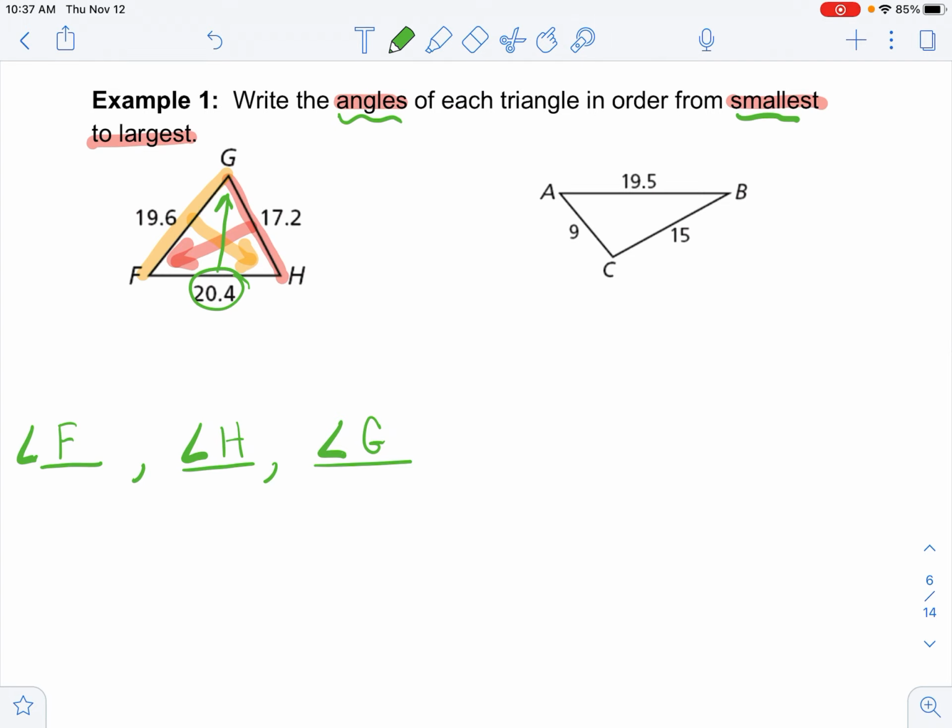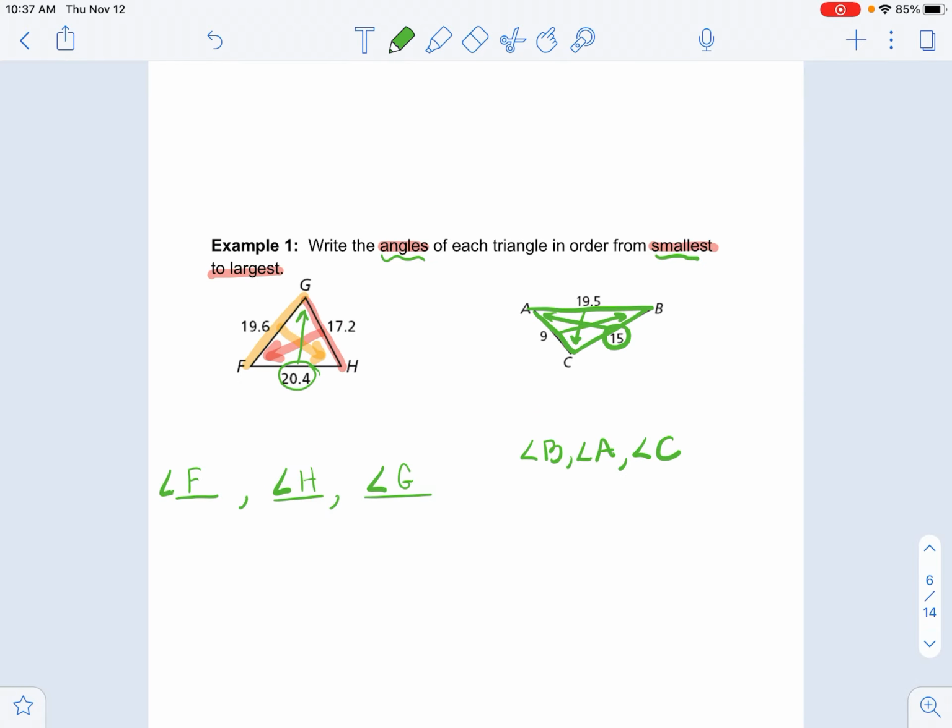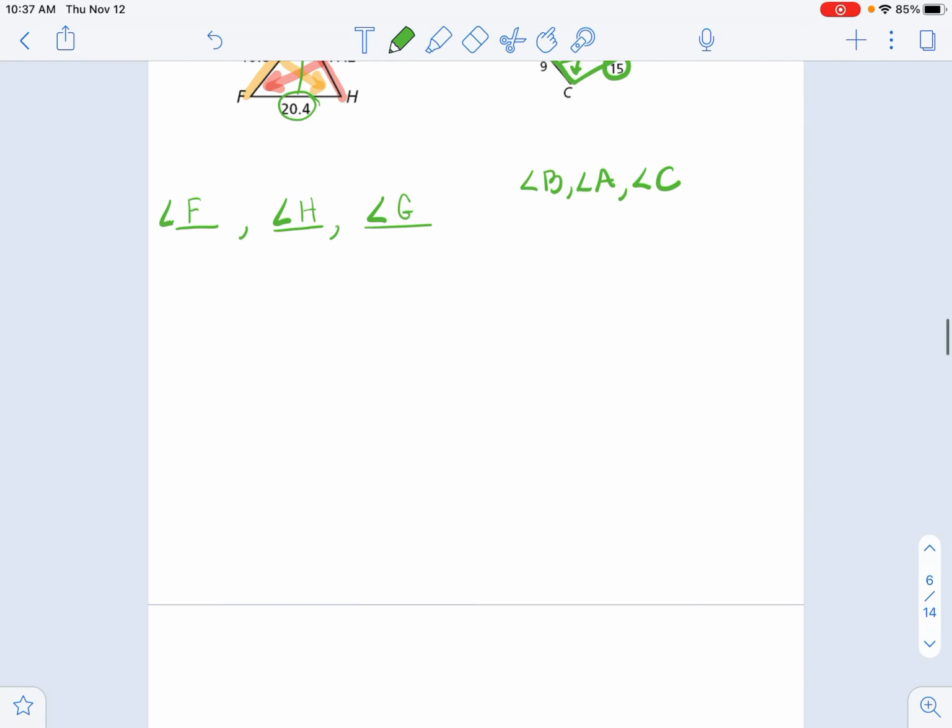All right, remember we want angles smallest to largest. So the smallest side is 9. The angle opposite of that is angle B. Next is this one that's 15. The angle opposite of that is angle A. And then my biggest side is AB, so my angle opposite of that is angle C. So there's my list of angles in order from smallest to biggest, smallest to largest.